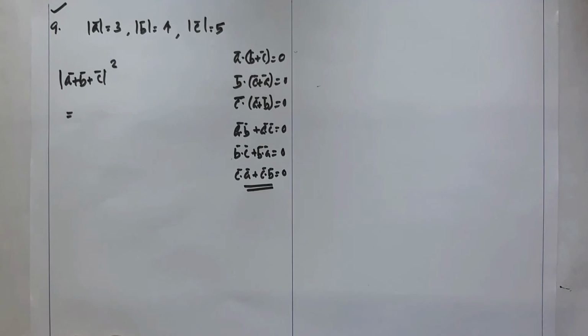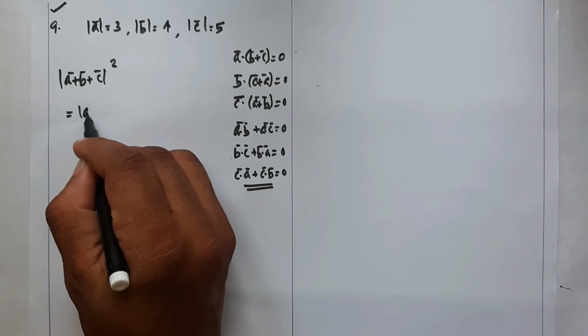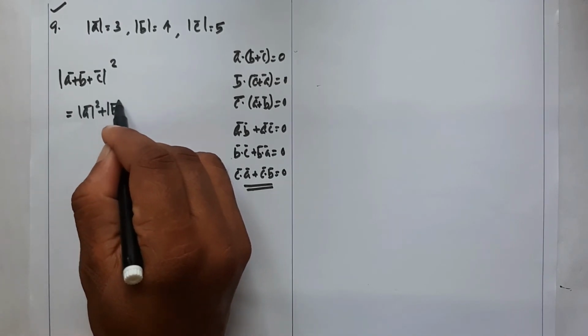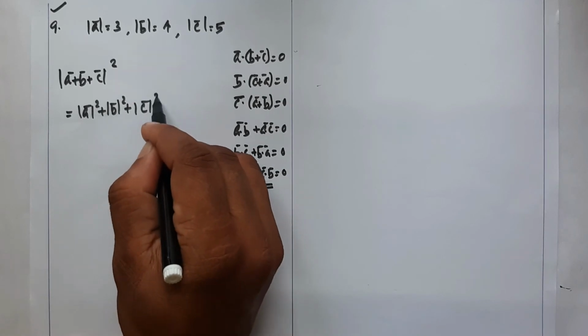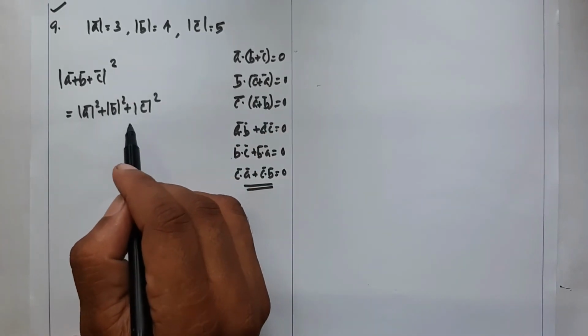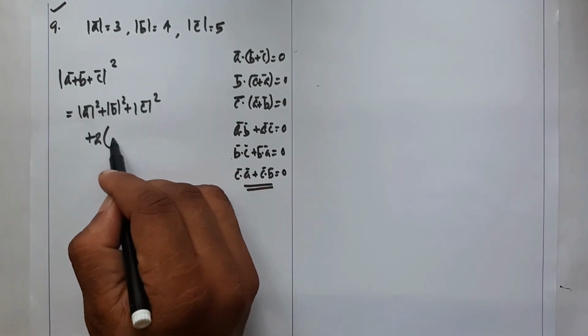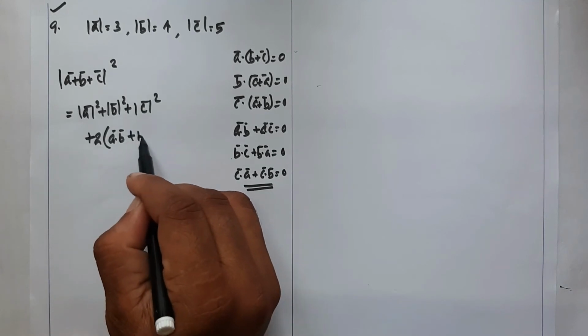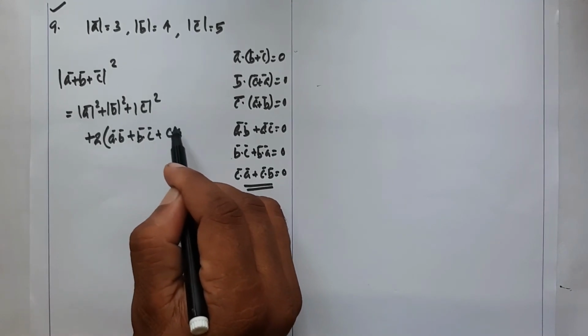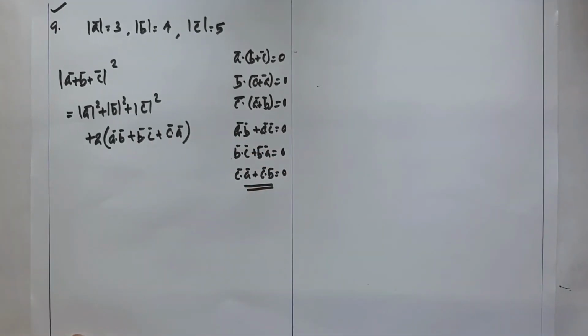You know the formula (A plus B plus C) whole square is A square plus B square plus C square plus 2 into (A dot B plus B dot C plus C dot A). Here when we apply modulus, modulus of (A plus B plus C) whole square equals mod A square plus mod B square plus mod C square plus 2 into (A dot B plus B dot C plus C dot A).